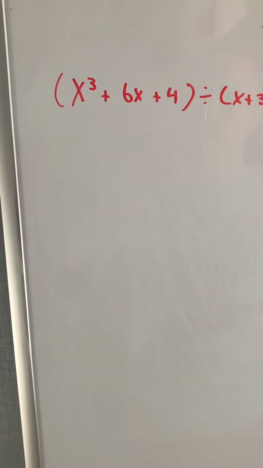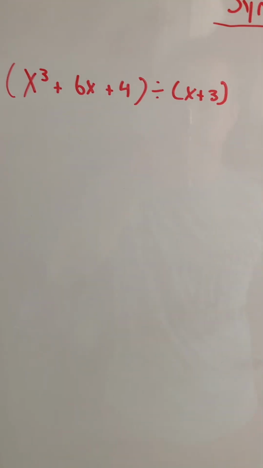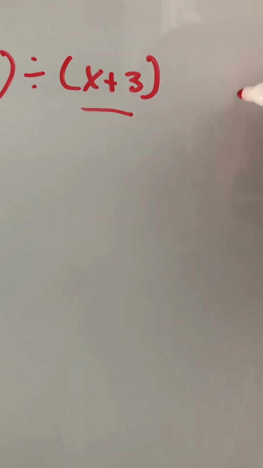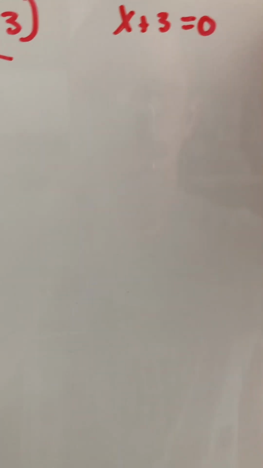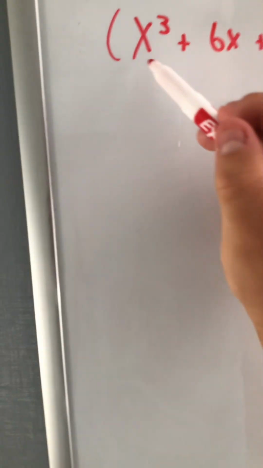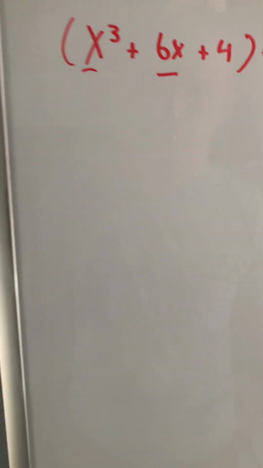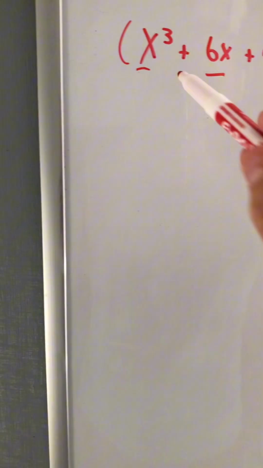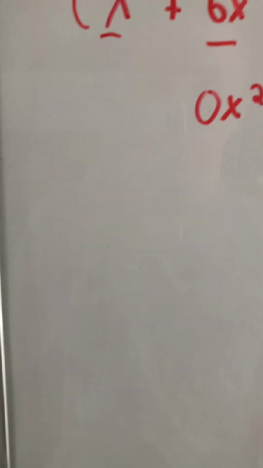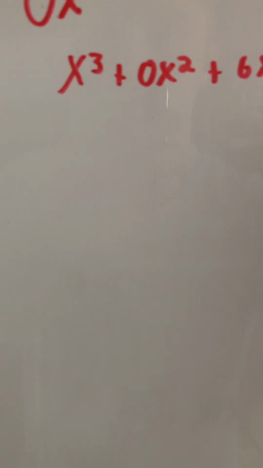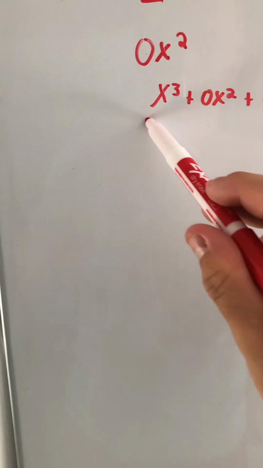Alright, try this one. x cubed plus 6x plus 4 divided by x plus 3. First I'm going to set what's inside the parentheses equal to 0. So x plus 3 is equal to 0, and x is going to equal negative 3. But notice how it goes from x cubed to just 6x. There's something missing here. When you have a missing variable in descending order, you want to put a 0x squared in this example. So it's going to be x cubed plus 0x squared plus 6x plus 4. You want to make sure you write this in descending order properly.